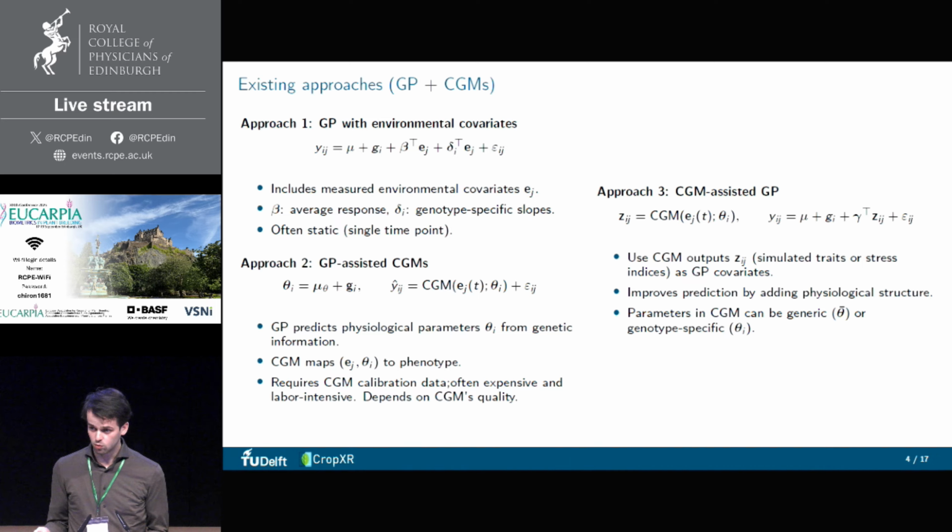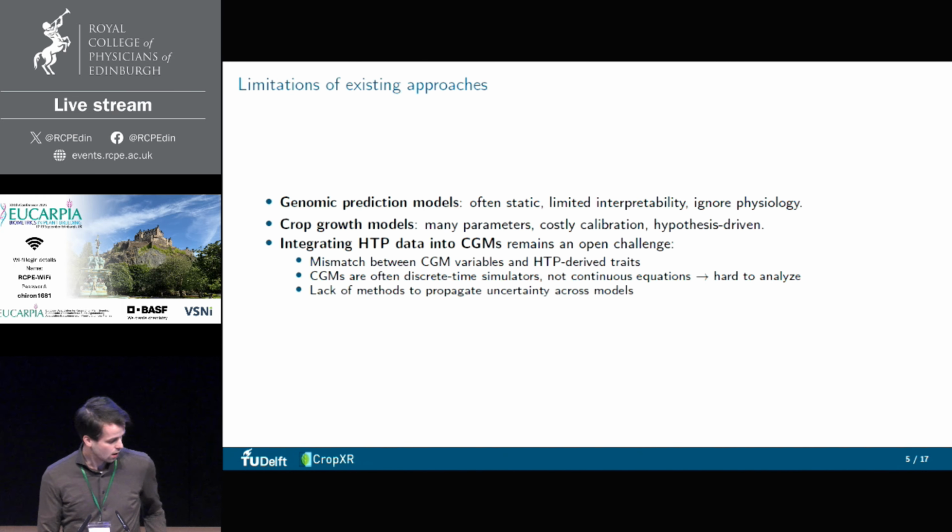And then a bit more flexible approach is to use the crop growth models as some indication of your environment. So you can, for example, extract stress indices from your crop models. I think in one of the talks of yesterday, crop models were also used to extract some covariates that were used in the crop prediction models and the genomic prediction models. And for this, the calibration burden is a bit lower because you can also use generic parameter sets. But this still comes at the cost of having a static model, and you don't have really insight into what's happening in the traits. So that's, to sum up, the limitations of existing approaches.